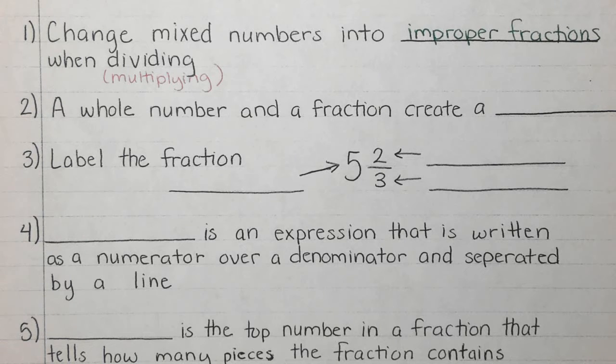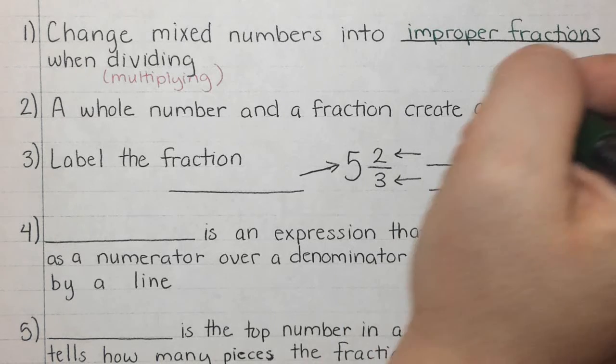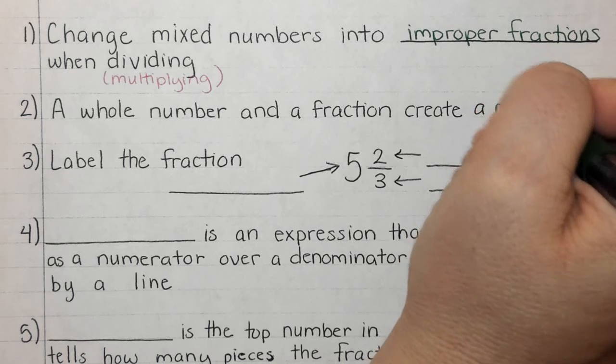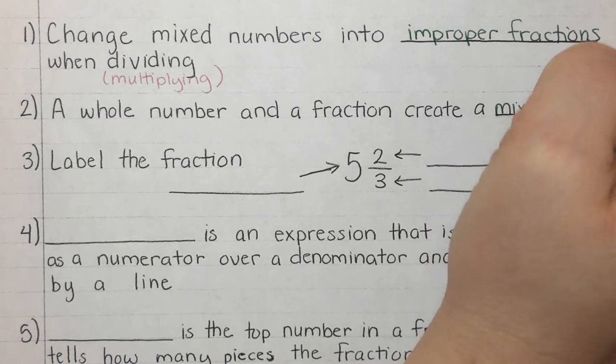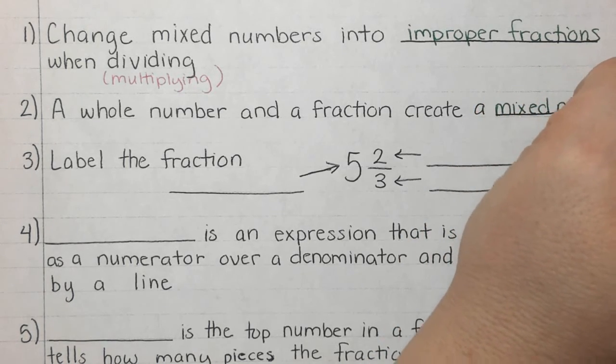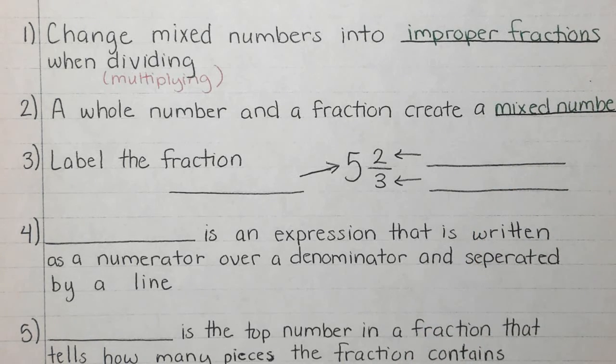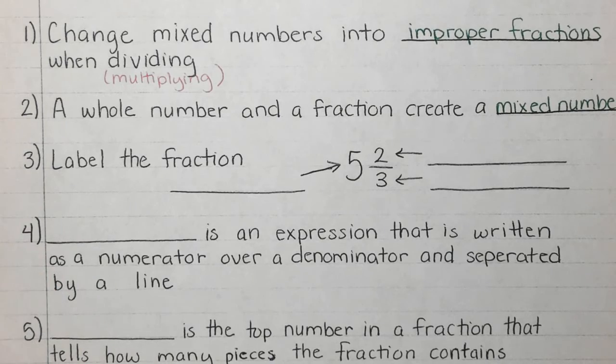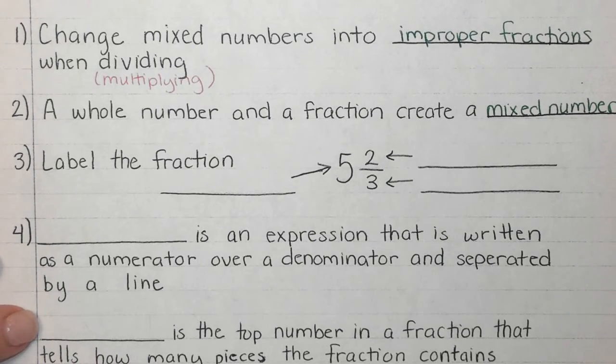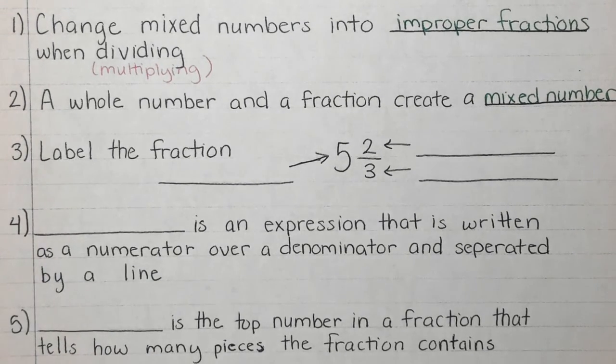Okay. The next one says a whole number and a fraction create a blank. So if I put a whole number and a fraction together to make one number, what is that number called? Jeremy? A mixed number. Guys, this is exactly how it's going to be worded on the test. So please make sure this week you find some time to study these. You can fill in the blank without me up here telling you what should be there.